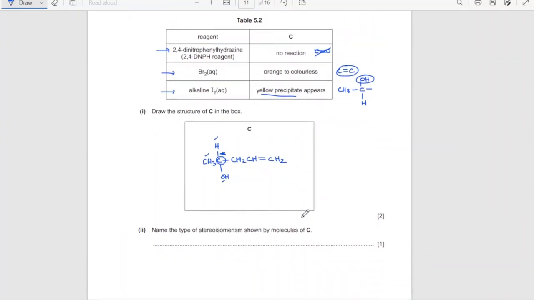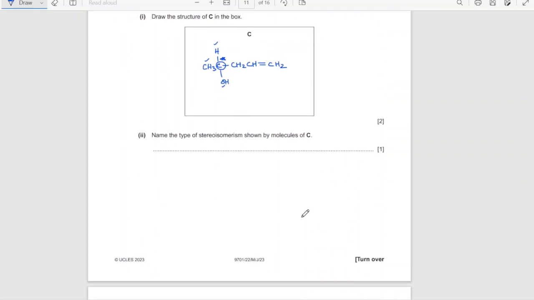All right. And that's, by the way, the next question. It says, name the type of stereoisomerism, and that is going to be optical in compound C.